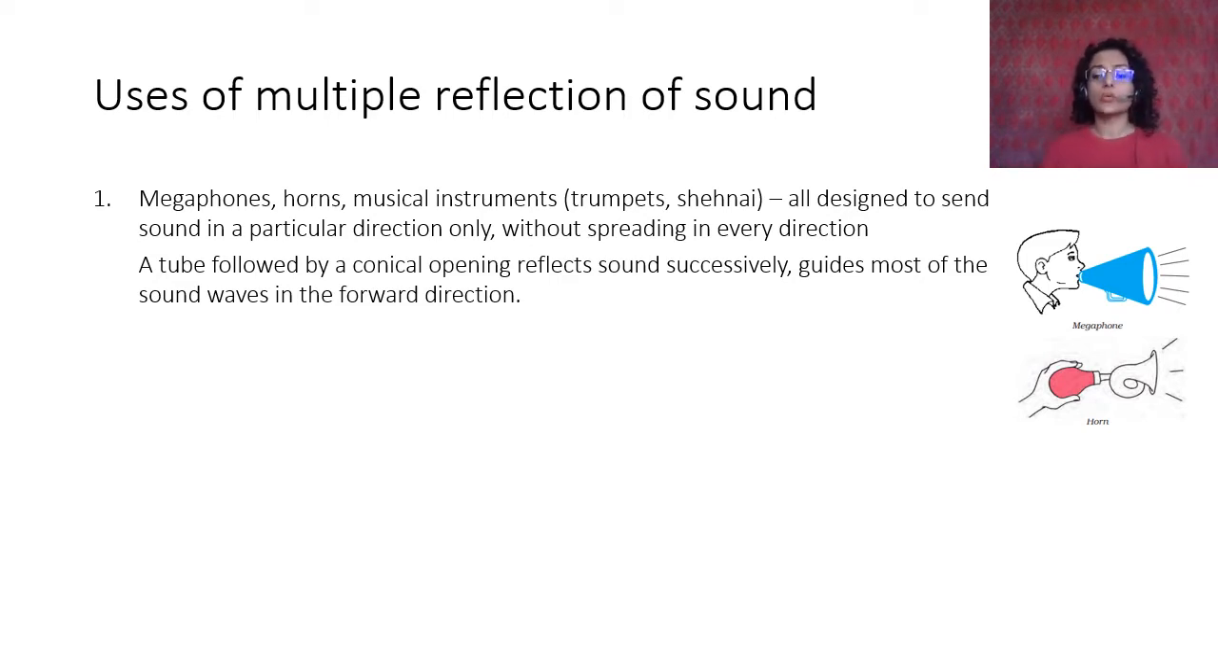So what are the uses of this? There have to be some uses, because we always find some use for anything that happens in nature. One of the uses is that megaphones, horns, and musical instruments such as trumpets or shehnai are designed to send sound in a particular direction only, without spreading in all directions.